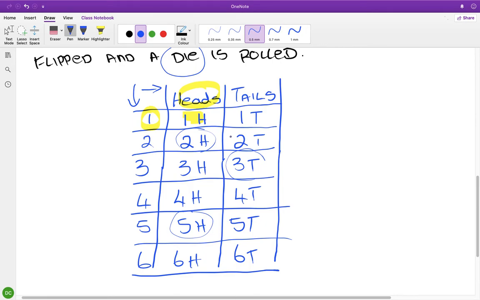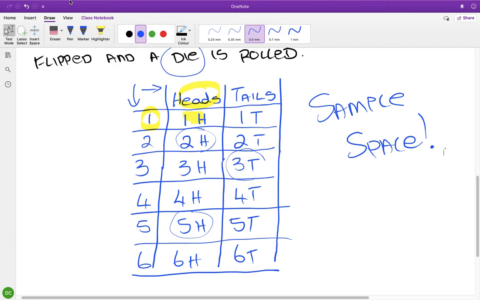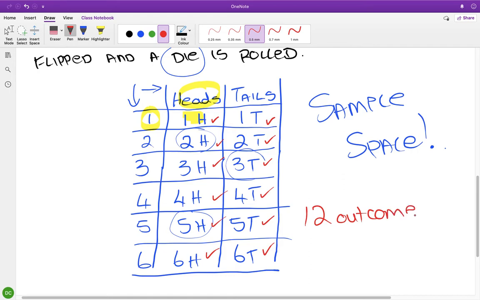Yeah? So what have I created? Are you saying it? What have I created? I have created a sample space. And how many outcomes are there? There are 1, 2, 3, 4, 5, 6, 7, 8, 9, 10, 11. There are 12 outcomes in my sample space.